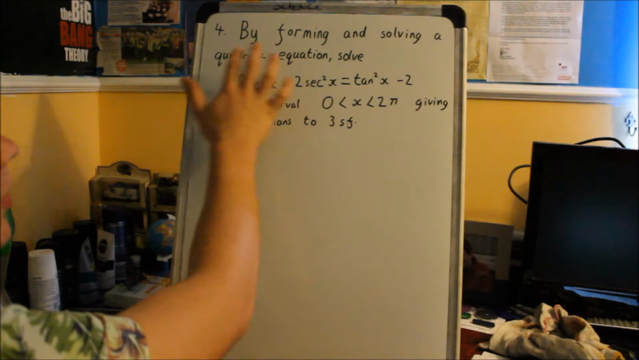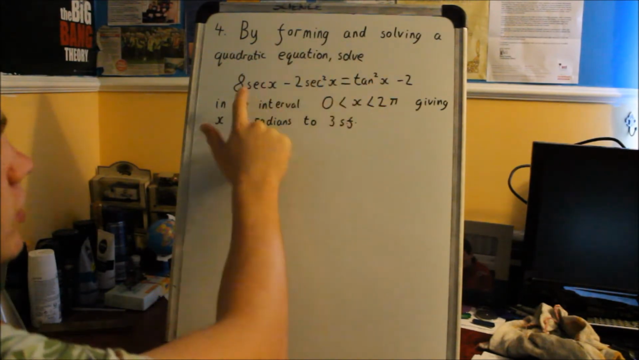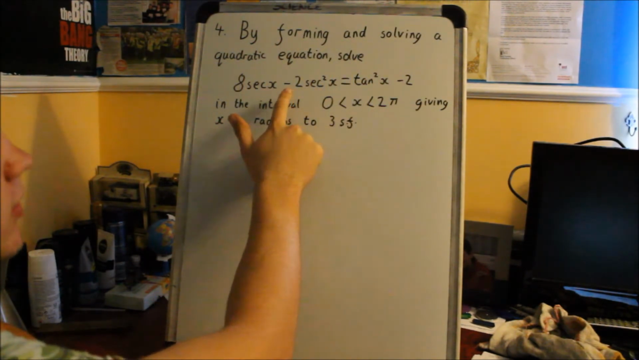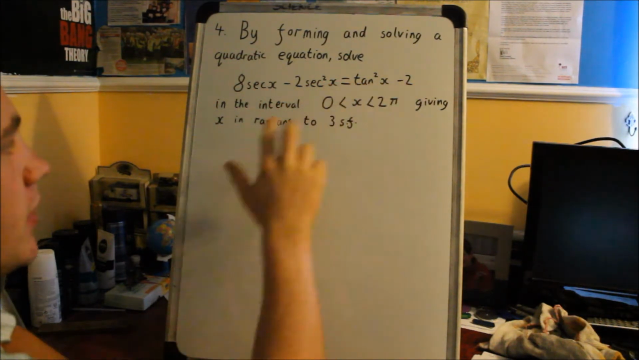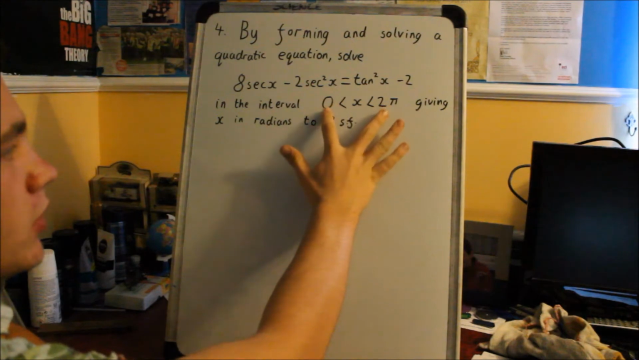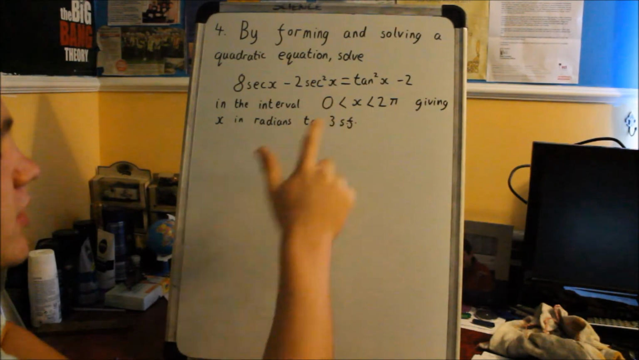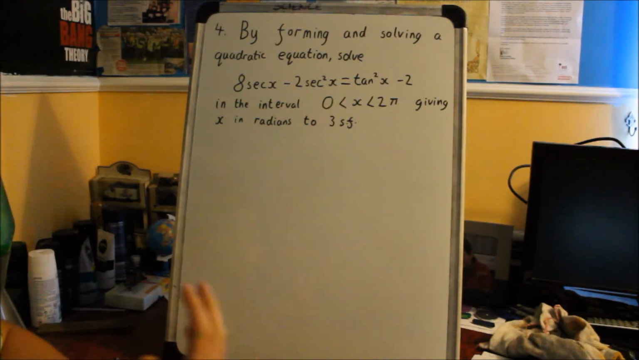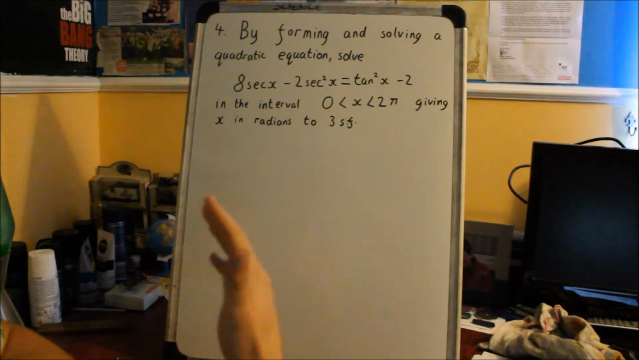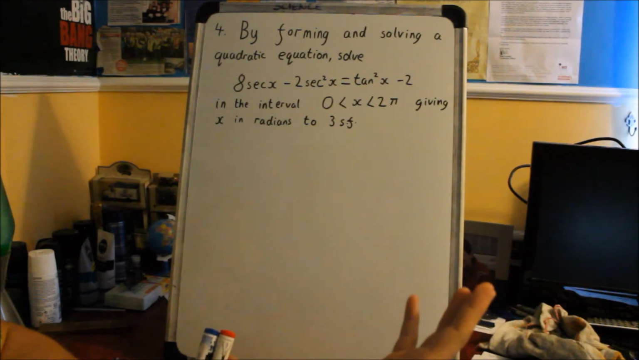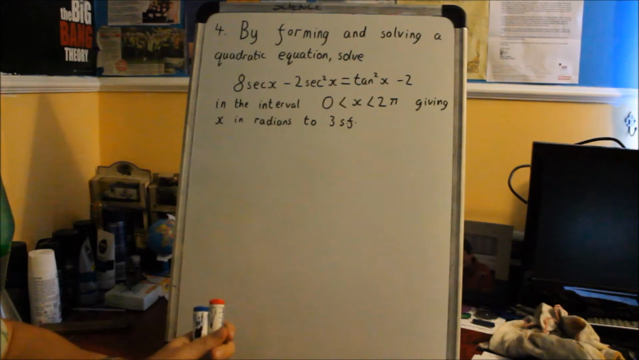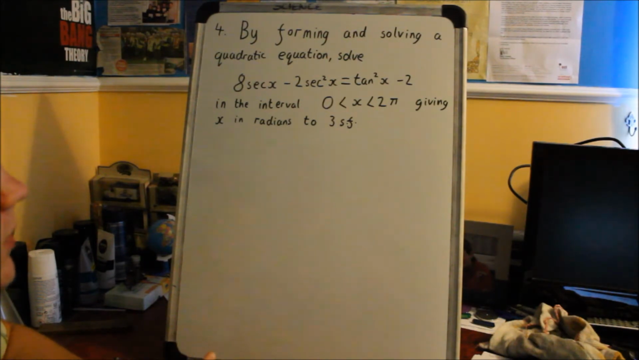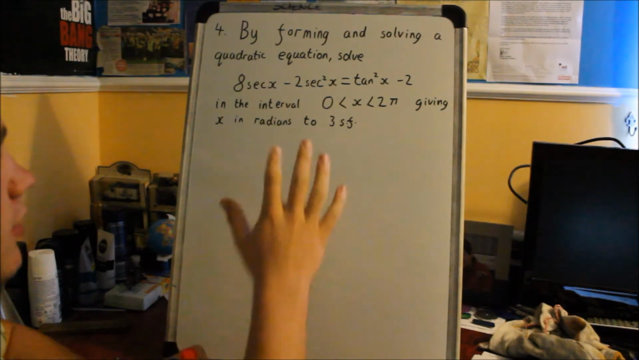Question 4: by forming and solving a quadratic equation, solve 8 sec x = 8 sec x minus 2 sec squared x = tan squared x minus 2 in the interval where x is between 0 and 2 pi, giving x in radians to 3 significant figures. It's going to boil down to the sort of thing we had in Core 2 maths, when you have something like sin x = 0.2. You do sin to the minus 1 of 0.2 to get x. It may well not be sine; more likely it's going to be cos, but we'll get to that.